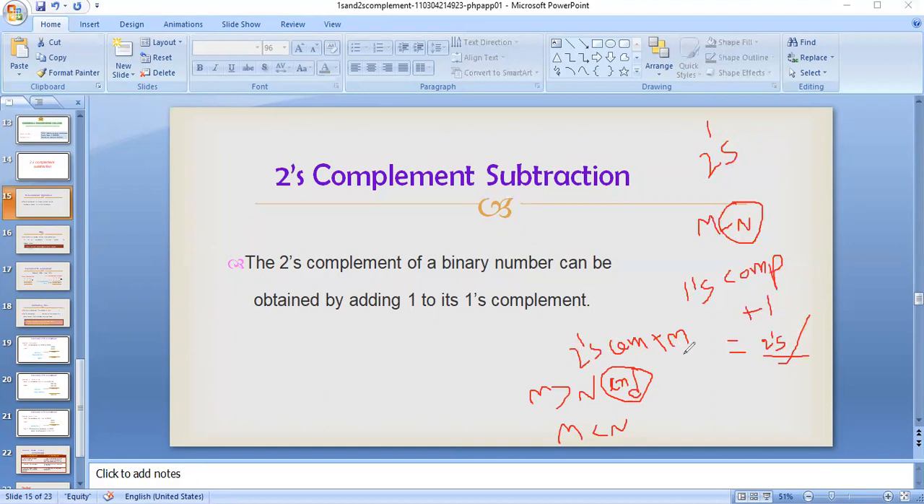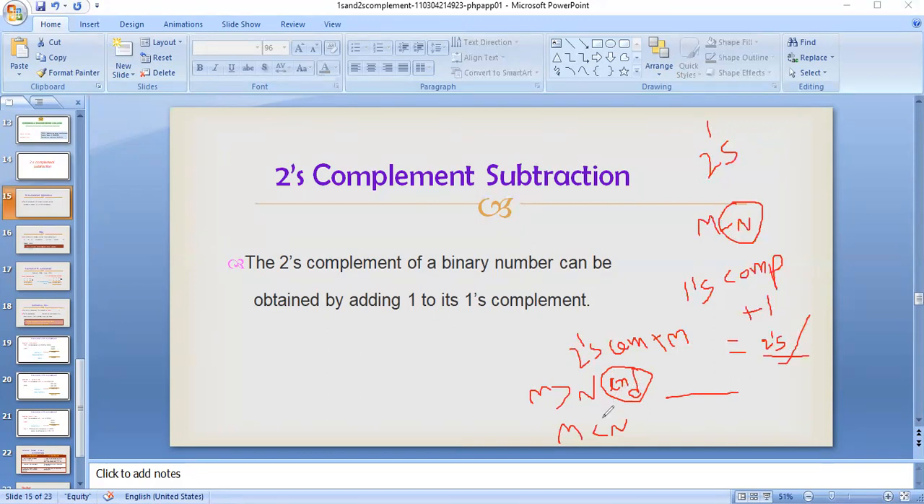So in the two's complement method, if there is an end carry in the result, that is the m greater than n condition. In the two's complement procedure, we just discard that end carry, we just ignore that end carry, and the remaining will be the result.